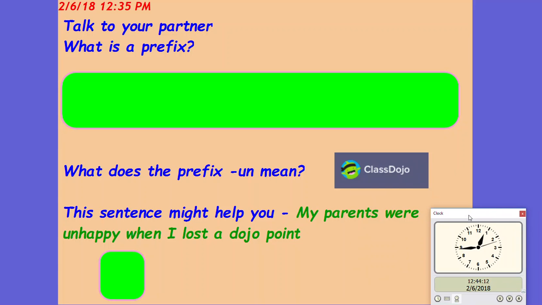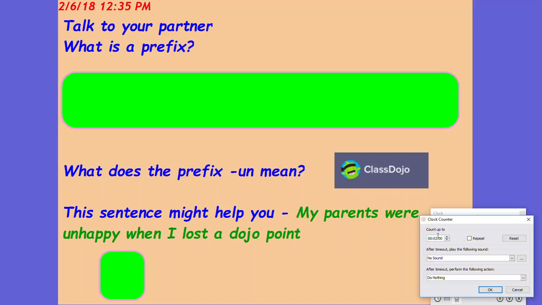And I've written a sentence here which might help you with an idea. Okay, and the sentence is, my parents were unhappy when I lost a dojo point. Okay, I'm going to give you 1 minute on the clock to discuss that with your partner, and then we will have a look if we were right. Okay, 1 minute, off you go.